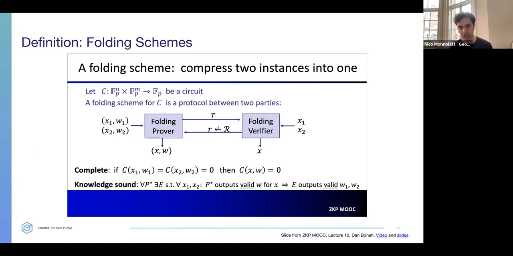And the important part is knowledge soundness. So if some prover knows a valid witness for the output instance, then it must have known valid witnesses for the two input instances. And this is actually super powerful, because you're now saying knowing this one witness is as good as, or super close to, knowing these two witnesses.